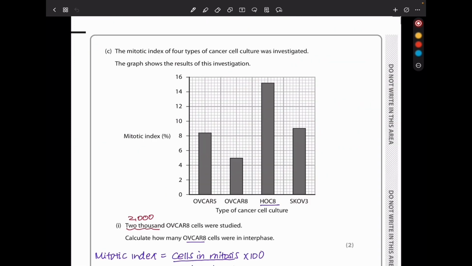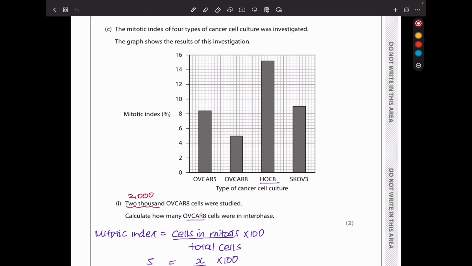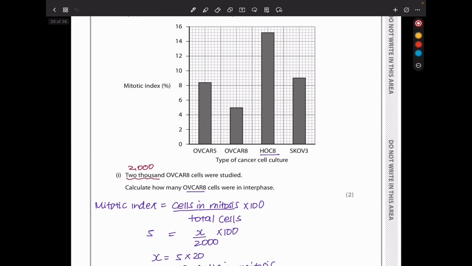In part C, the mitotic index of 4 types of cancer cell culture was investigated. The graph shows the results of this investigation. On the vertical axis, we have mitotic index as a percentage, and on the horizontal axis, we have the type of cancer cell culture. So here they say 2,000 OVCAR8 cells were studied. Calculate how many OVCAR8 cells were in interphase.